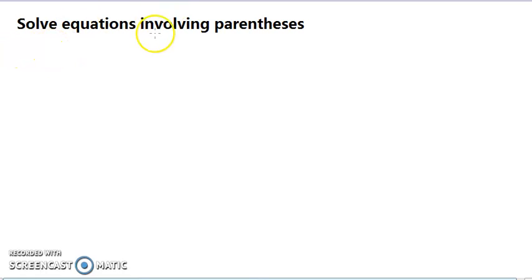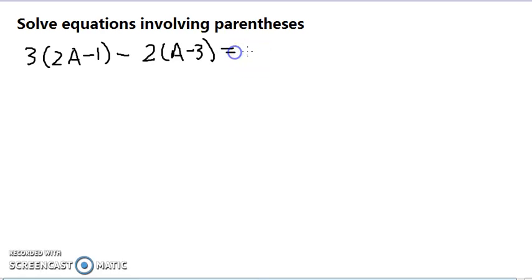Solve equations involving parentheses. The first one, 3 times 2a minus 1 minus 2 times a minus 3 equals negative 4. So when we have parentheses, the first thing we want to do is to get rid of the parentheses. To do that, we use the distributive principle. So we distribute 3 to both of the terms inside the parentheses.